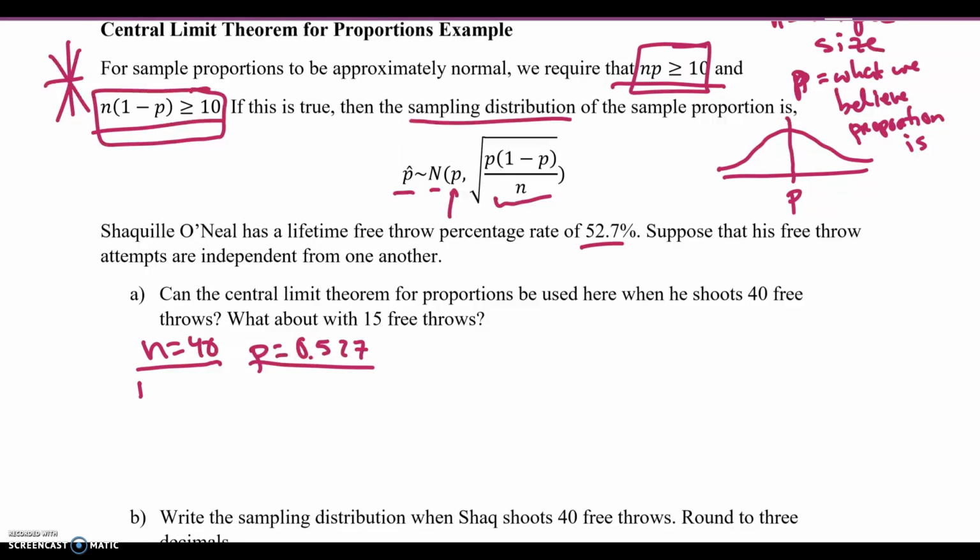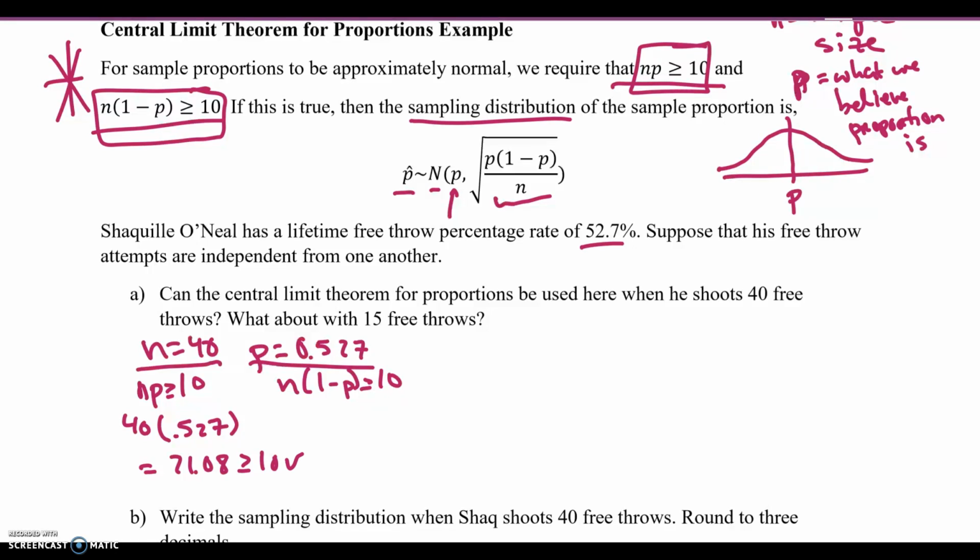All right, so can I use the central limit theorem for proportions for this? I need to make sure that np is greater than or equal to 10, and also n times (1 minus p) is greater than or equal to 10. That's what I require. And here n is 40. Multiply this by 0.527, okay? So when I use my calculator, I'm going to put 40 times 0.527, and what I'm going to get is 21.08, and you can see that this is actually greater than 10.